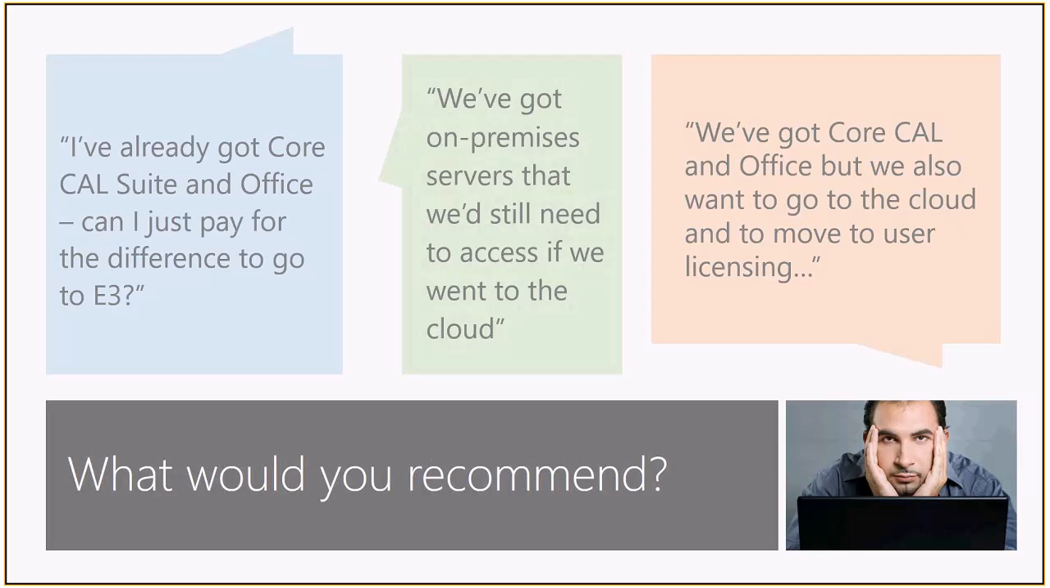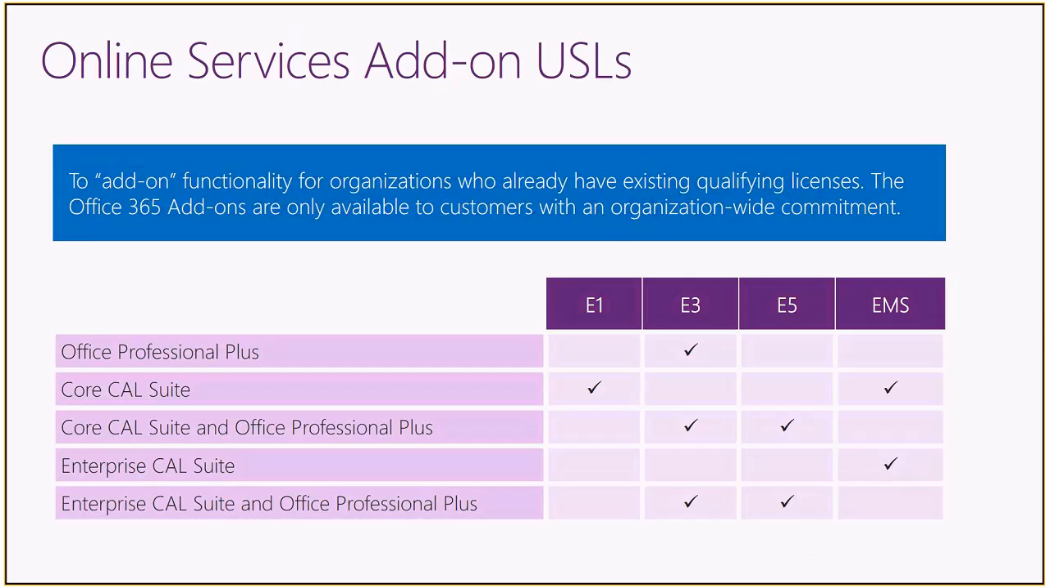So here they've got the CoreCAL and they've got Office, so we can see that those customers would be able to move to E3 or E5. If they just had CoreCAL, they'd be able to move to E1. So it's very much a case of thinking about what they've got on their agreement, what they want to do, and working out which bridge CAL works best for them.